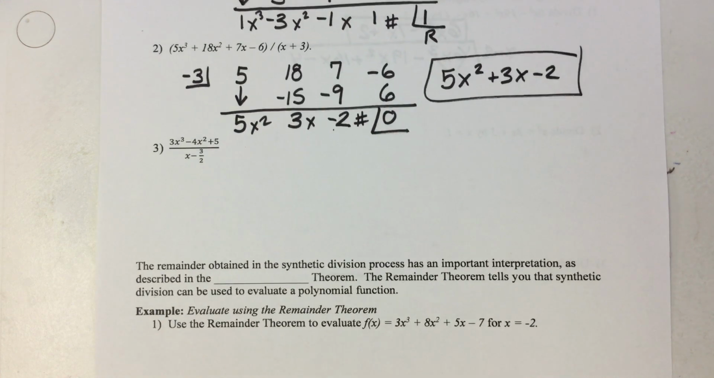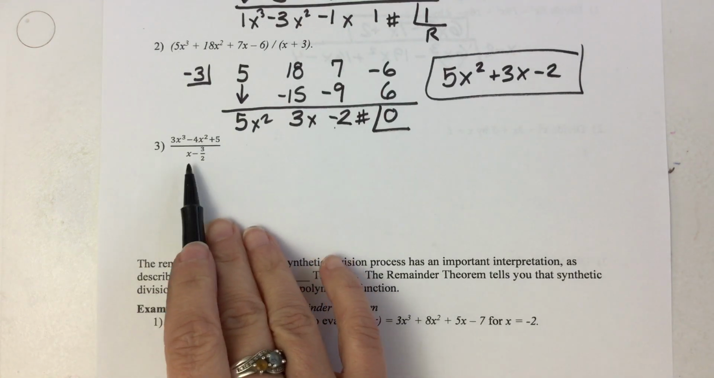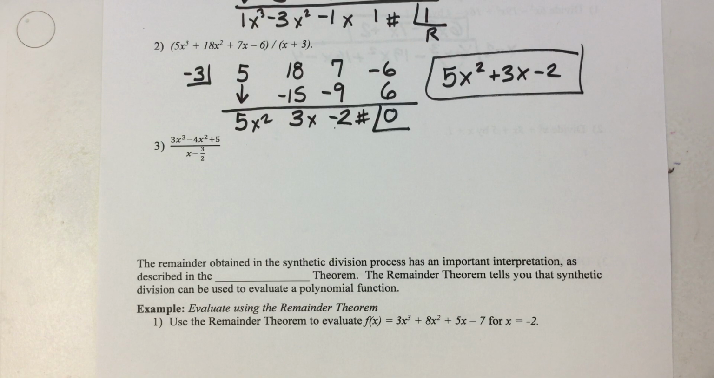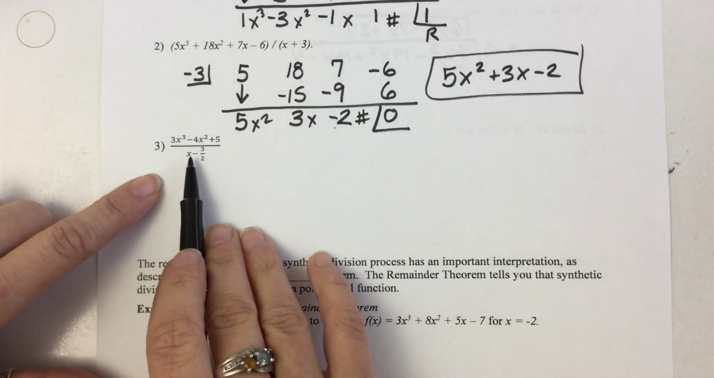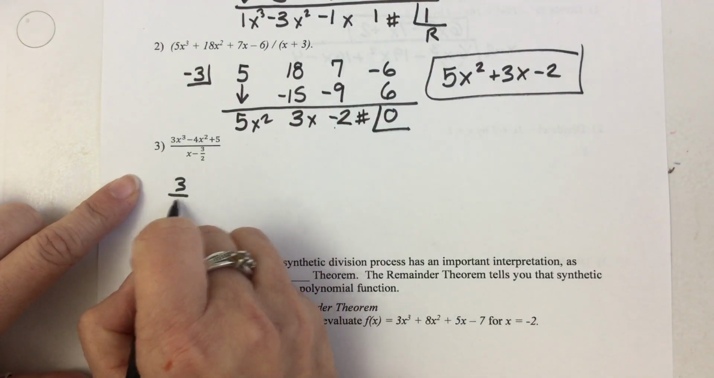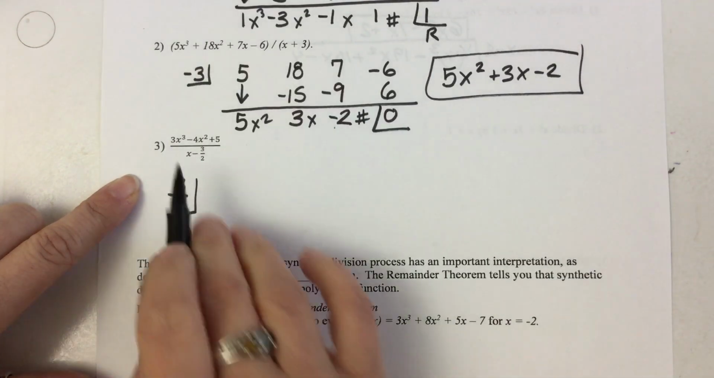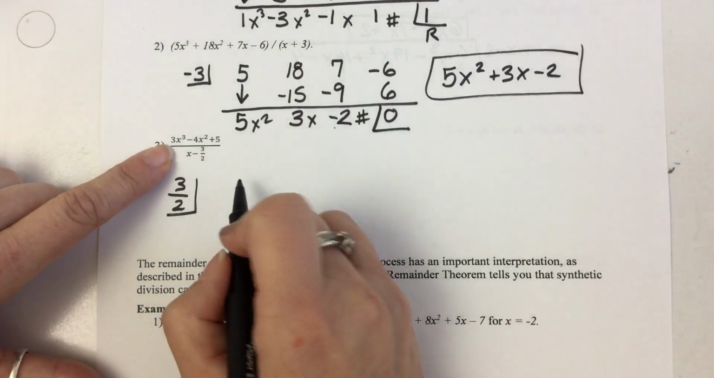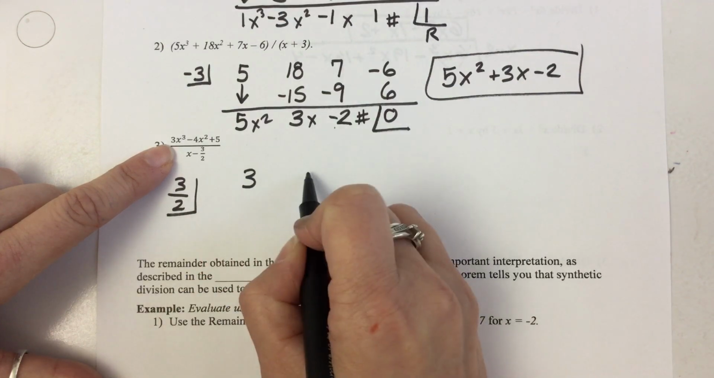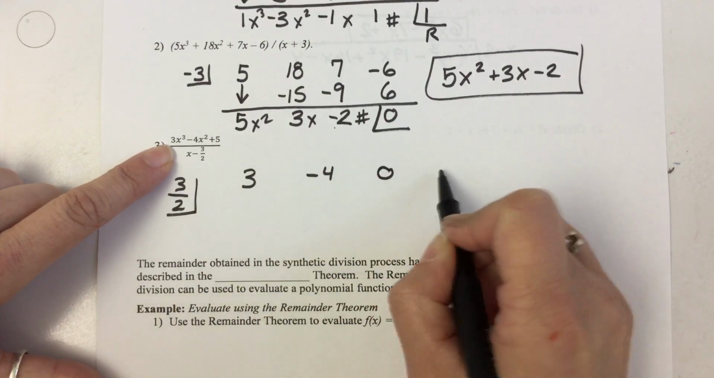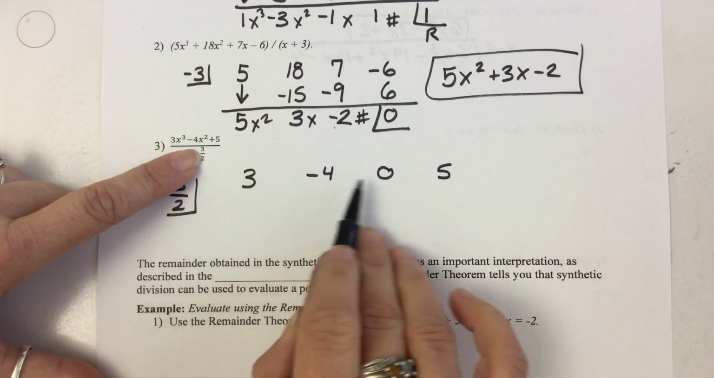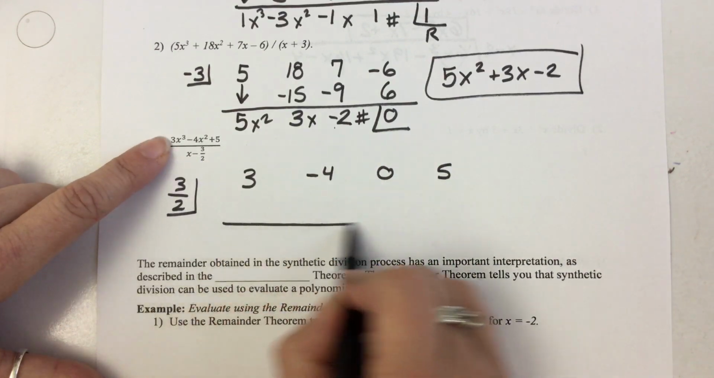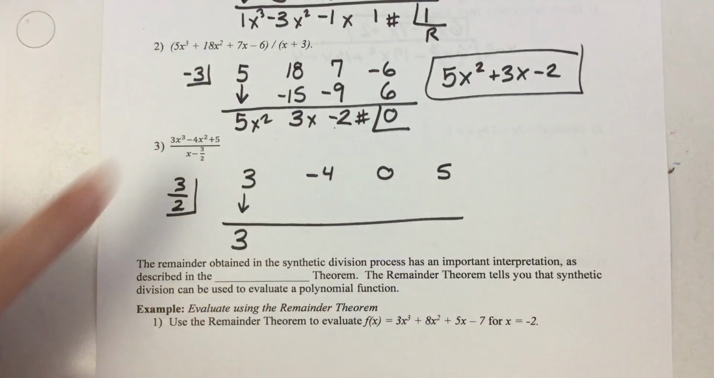Okay. Sometimes they're going to have a fraction. It's okay. This is still in the right format where you can do synthetic division. So x minus 3 halves would put a positive 3 halves in the box. 3x's, 2x's, no x's. So I need to be careful and make sure I add in a 0 for x. So it's 3, negative 4, 0, 5. 3x's, 2x's, 1x, no x's. Bring down the first term, which is a 3.